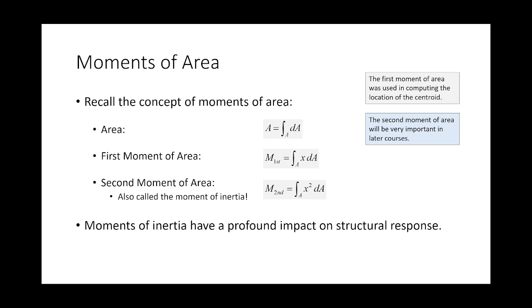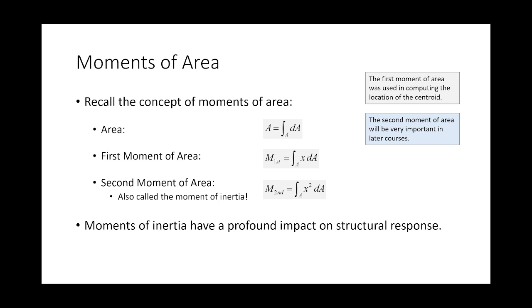So if I integrate a function from some range, from A to B, that will tell me the area under the curve, right? But if I integrate x times that function along some range, I do not get the area. I get what's called the first moment of area, because I'm taking that area and multiplying it by a single distance, by a moment arm x. If I integrate again, multiplying by x again, this would be the second moment of area.